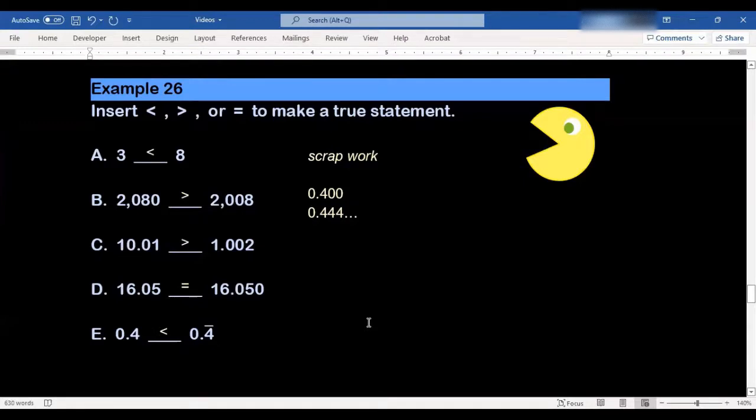All right, so that's going to wrap it up for this video, using the less than, greater than, and equal sign to create some true statements. I think there are a few now you try problems at the end of this video, so you can work that out. And as always, the answers will be in the description box below.